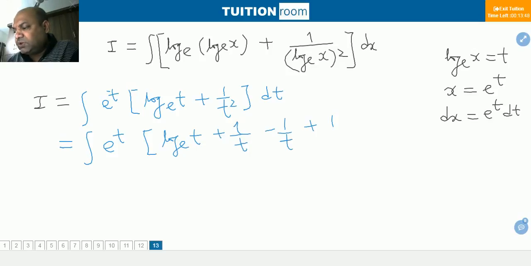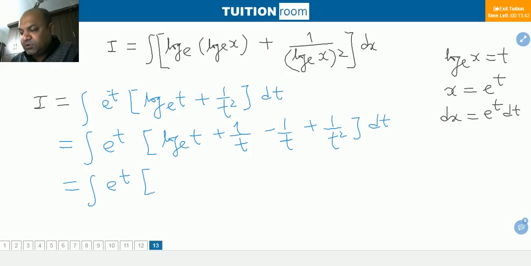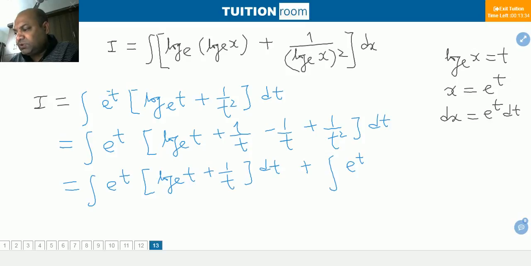Replace their values: e raised to power t is x and t is log base e x. What we get is x log base e x minus x upon log base e x plus some constant c. Then this is our answer. Copy it. Then I will proceed for the next formula that is also very important in this section. Okay, please copy it.